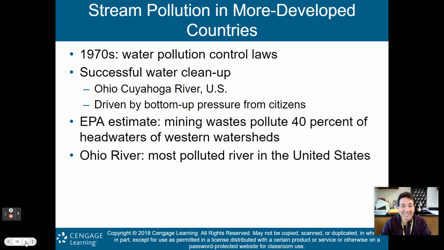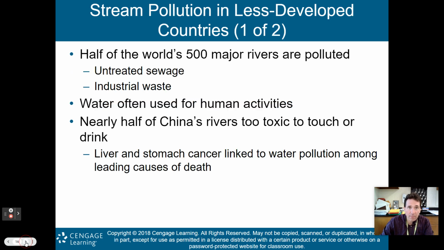The EPA estimates that mining waste pollutes 40% of the headwaters of our western watersheds. That would be the rivers that we have out west. And again, the Ohio River was the most polluted river in the United States at one point. But luckily, we've cleaned that up a little bit in this country because of the pollution laws that went into effect in the 1970s. However, in less developed countries, that's a different story, right? Half of the world's 500 major rivers are polluted with either untreated sewage or industrial waste.